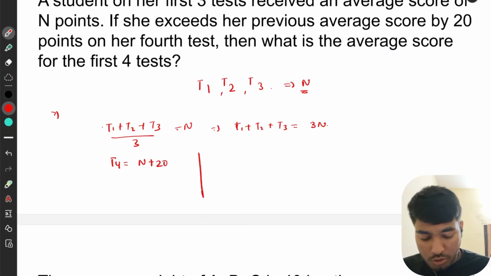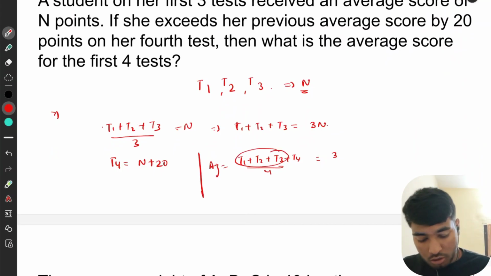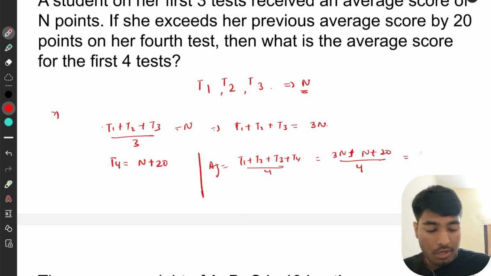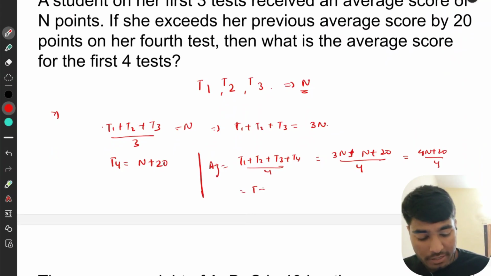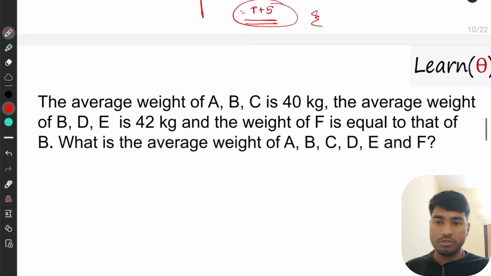Understand it? So the new average here will be equal to (T1 plus T2 plus T3 plus T4) upon 4. This is equal to 3n plus T4, which is n plus 20, divided by 4. Got it? So this is (4n plus 20) by 4. Solving it, I get n plus 5. So the new average here is equal to n plus 5. I hope you understood it.